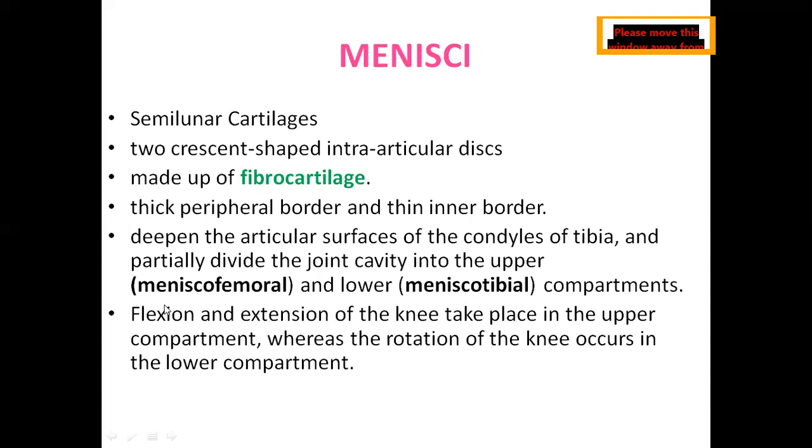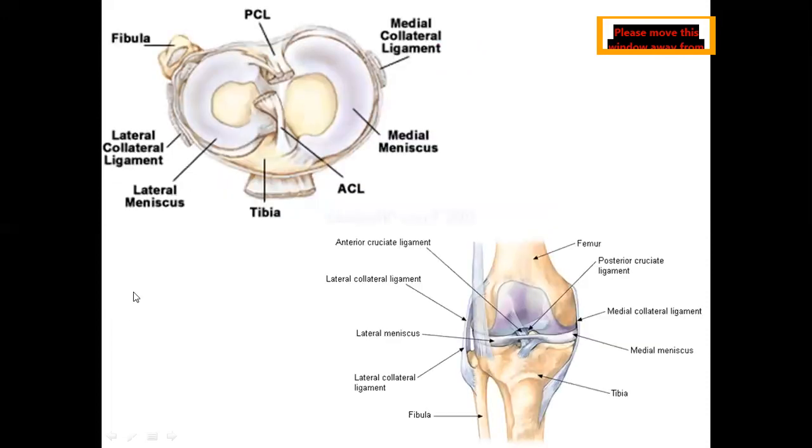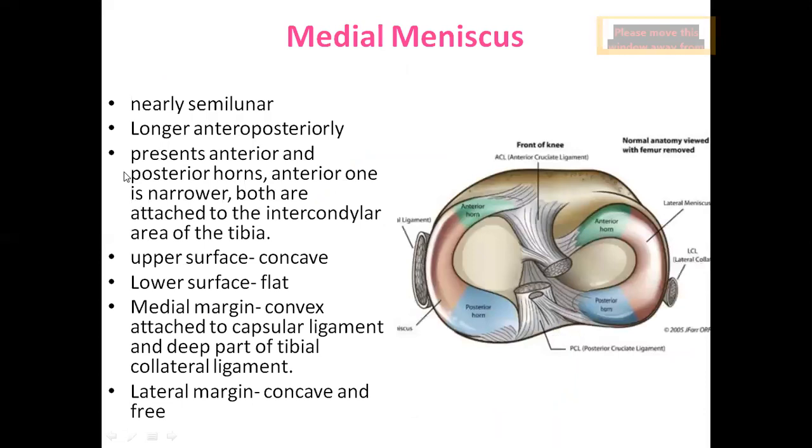Okay, upper is meniscofemoral and lower is meniscotibial. Upper flexion extension, lower rotation. So this is our meniscus. Upper compartment is meniscofemoral, lower compartment is meniscotibial. The upper compartment is allowing flexion extension, lower compartment is allowing rotation type of movements. Now let us describe these menisci, because menisci itself may be a 3 marks question or a 5 marks question. Basically, knee joint comes as a 15 marks question, a very important essay question.